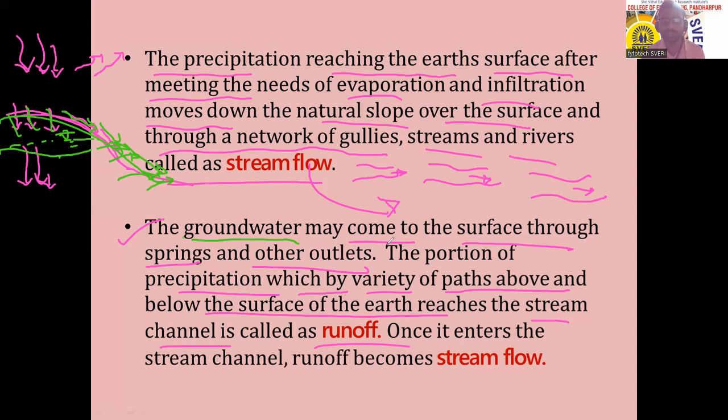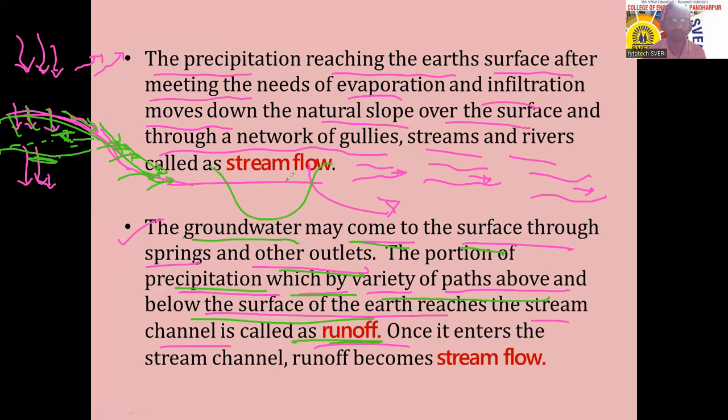The groundwater may come to the surface. Correct? Initially, groundwater is at this point. Now, due to the percolation of the water, the groundwater has reached this point. Through the outlets, the portion of the precipitation which, by a variety of paths above and below the surface of the earth, reaches the stream channels is called runoff.